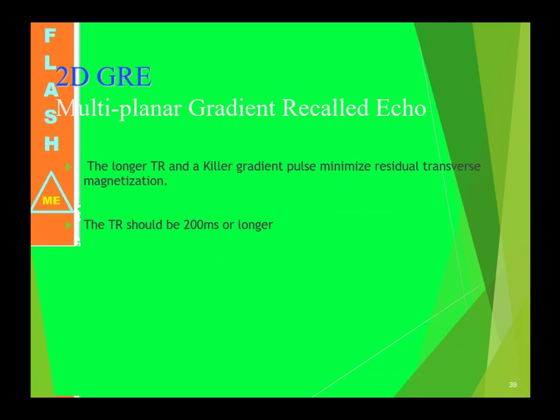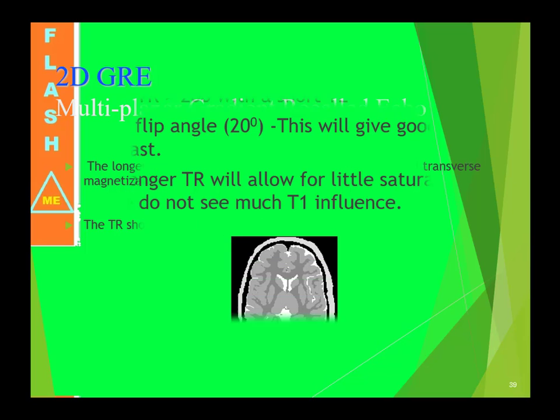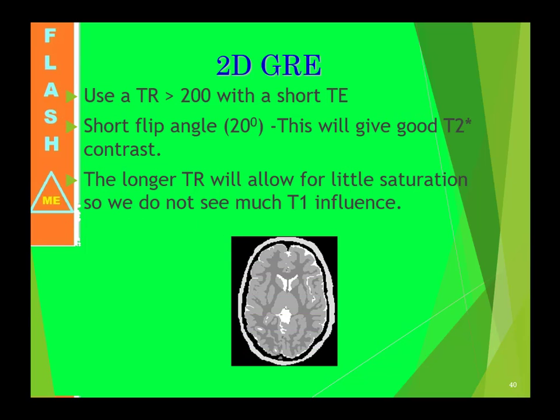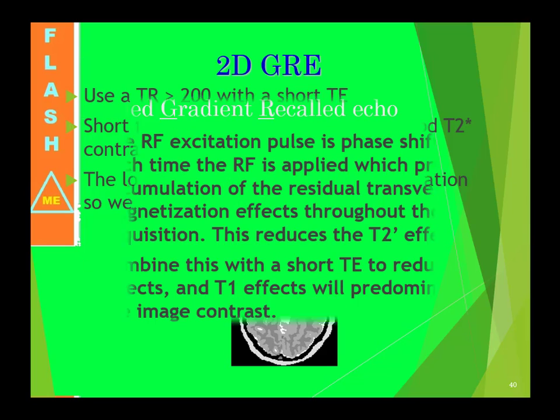2D GRE, multiplanar gradient recalled echo. The longer TR and a killer gradient pulse minimize residual transverse magnetization. The TR should be 200 ms or longer. For 2D GRE, use a TR of 200 with a short TE and a short flip angle, 20 degrees. This will give good T2 asterisk contrast. The longer TR will allow for little saturation, so we do not see much T1 influence.